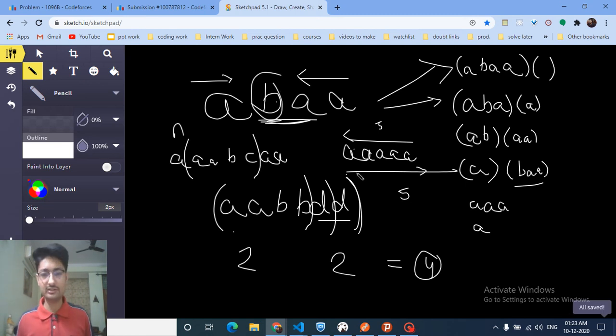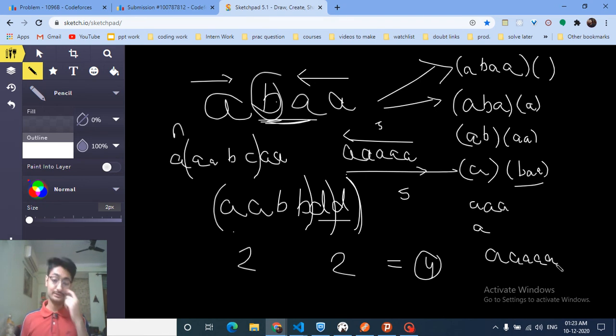But if there is no second character and all the string is the same, then you just find the total number of substrings you can remove, because if you remove any substring, the remaining string will always be a valid case for our answer. So the total number of substrings for any string is equal to n into n plus 1 divided by 2. How do I find this answer?